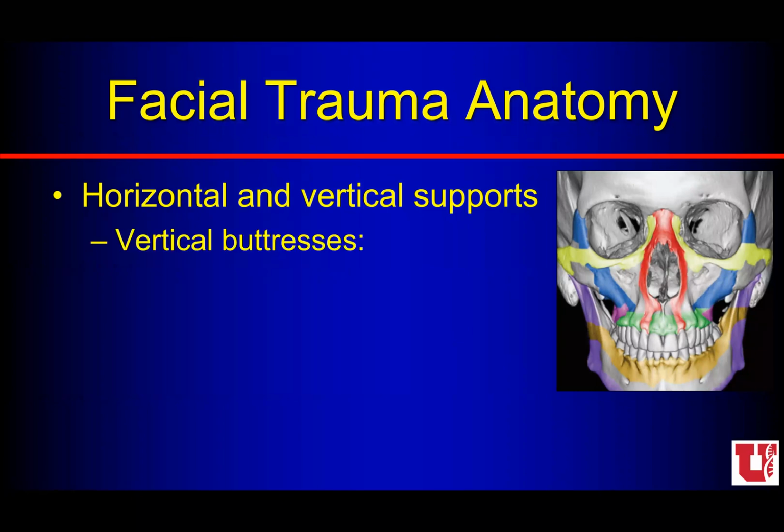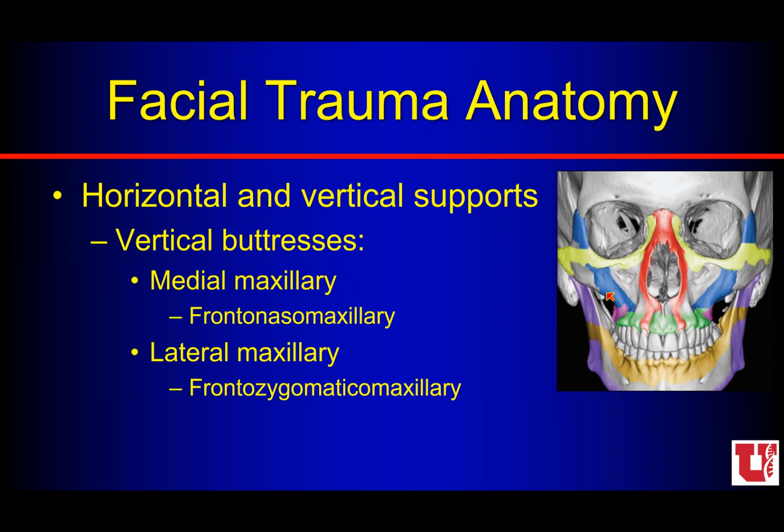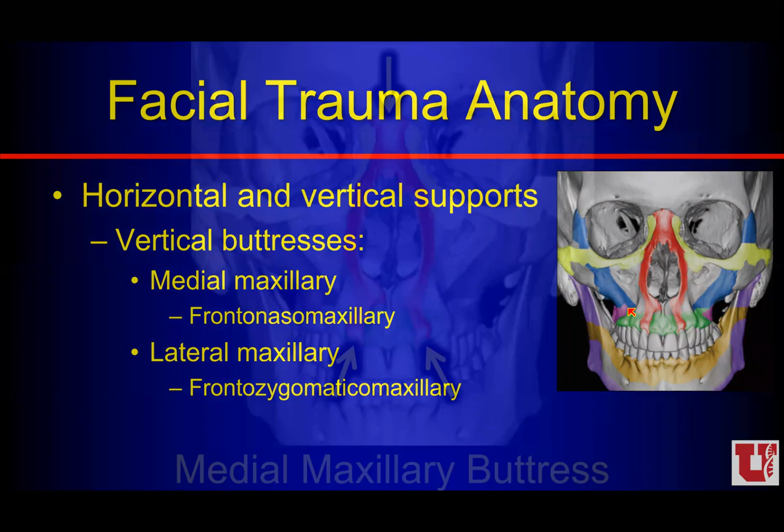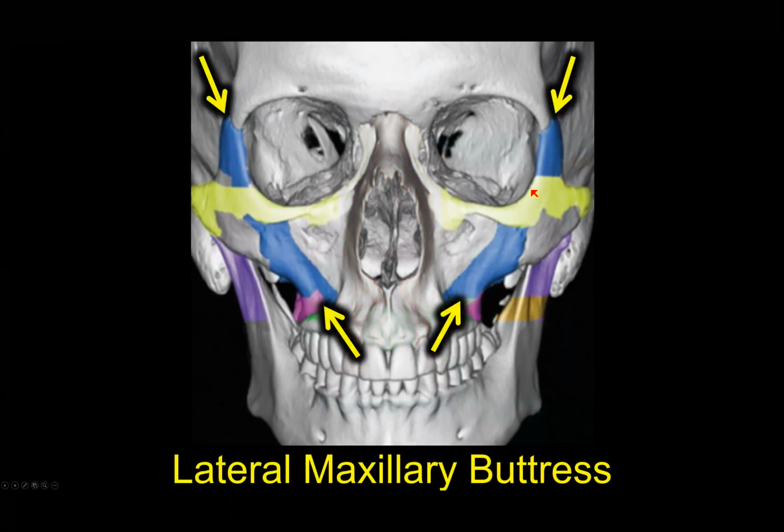And then we have vertical buttresses. On the vertical side, we have a medial maxillary buttress, which we see here in red. That's the frontal nasal maxillary strut or buttress. And then we have a lateral buttress here in blue. That is the fronto-zygomatico-maxillary buttress or support. So just zoomed in, here in red, we have the medial maxillary buttress, and here in blue, we have the lateral maxillary buttress or support.